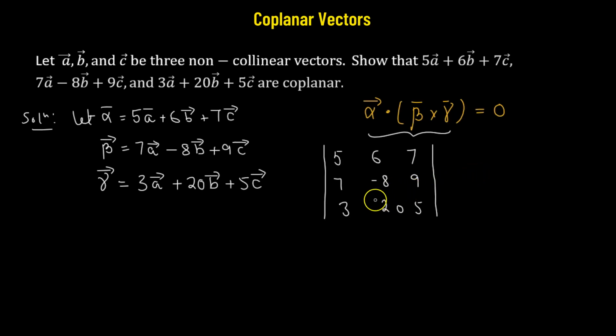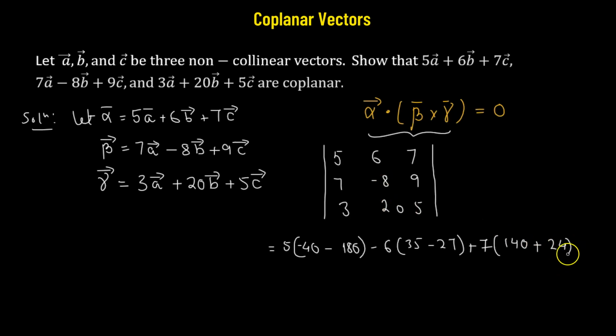So let's do that. We will expand this determinant along the first row. So we'll have 5 times, -8 times 5, so that will be -40, minus 9 times 20, so that will be 180. Then we have -6 times, 7 times 5, so that will be 35, minus 9 times 3, so that's 27, plus 7 times, we have 7 times 20, that will be 140, minus 3 times -8, so that's -24, so this will become positive 24.